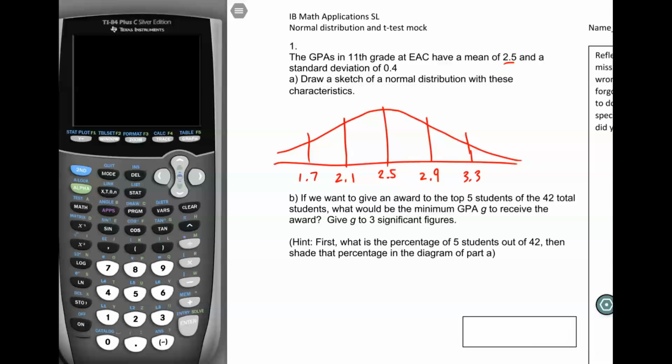Remember that this is about 34%, this is about 13.5%, this is about 2%, and here this would be about 0.5%, right? If we want to give an award to the top 5 students of the 42 total students, what would be the minimum GPA G to receive the award? Give G to 3 significant figures.